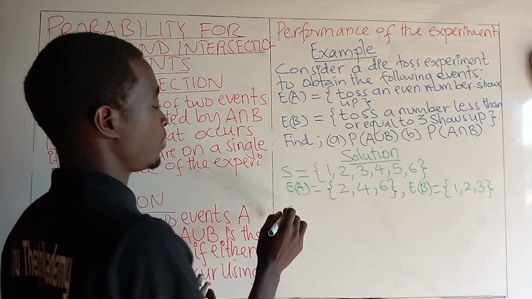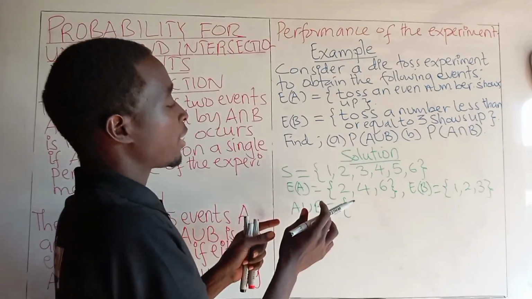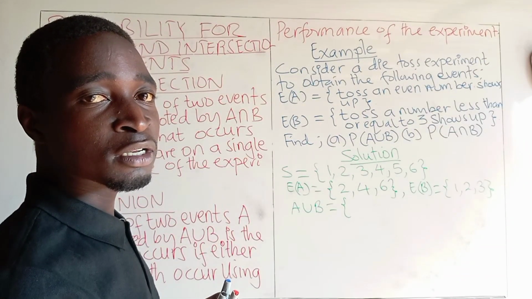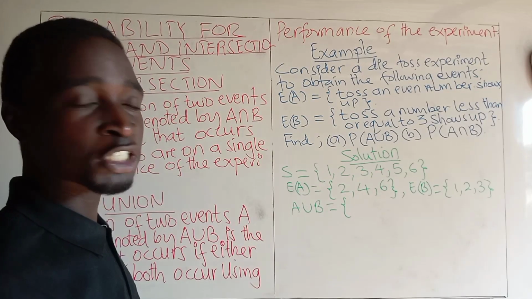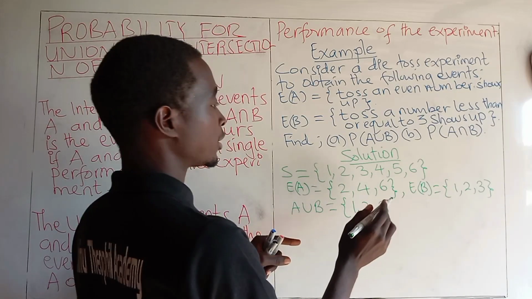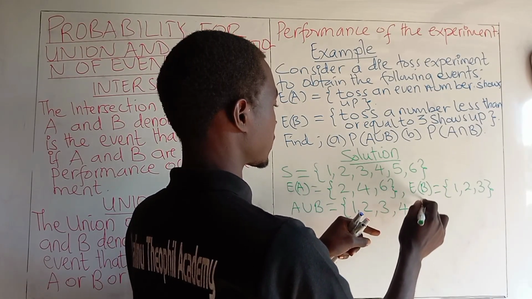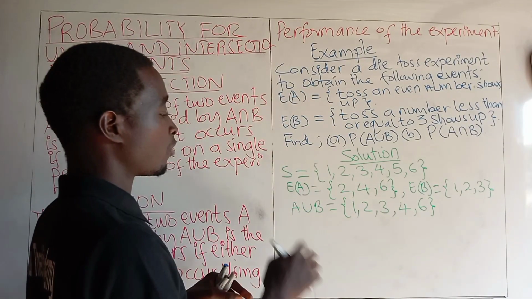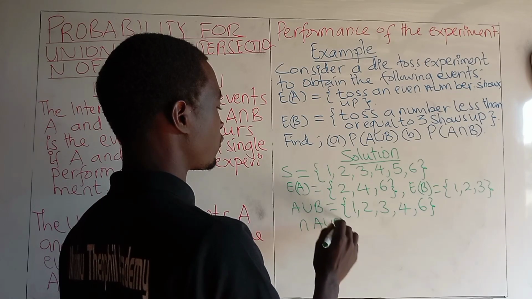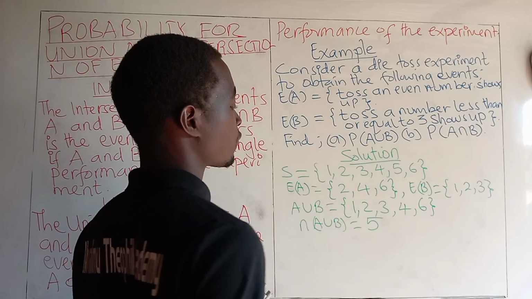Now let us see A union B. When we have two sets or two events and we are asked to find the union, we have to list all the elements from the two sets or two events without repetition. So here we start with 1, 2, 3. What is not listed here is 4 from the first event, then 6. So these are the elements of A union B. Now let us find the number of elements in A union B. They are 1, 2, 3, 4, 5. We have 5 elements.